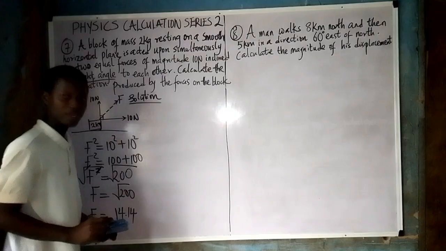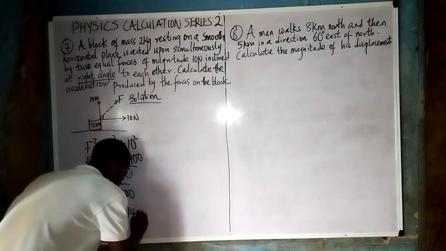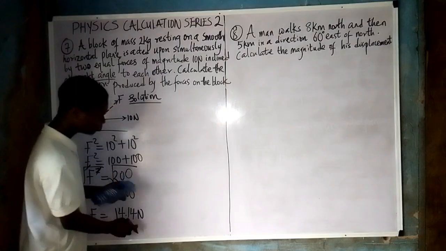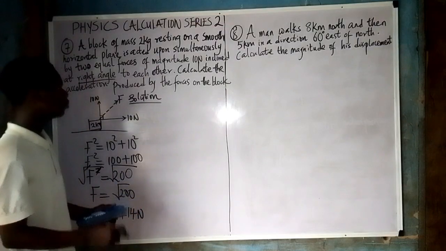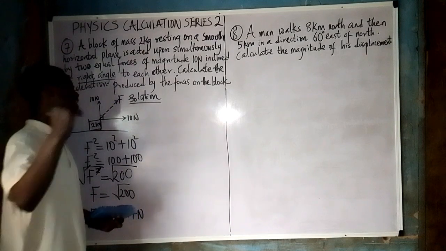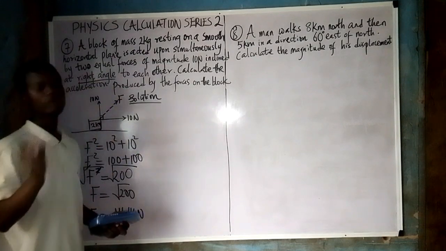Okay? Now force is in Newton, so we add Newton. This is equal to 14.14 to 2 decimal places. Or did they say we should calculate the net force? No. He said we should calculate the acceleration that is produced by the forces on the block.